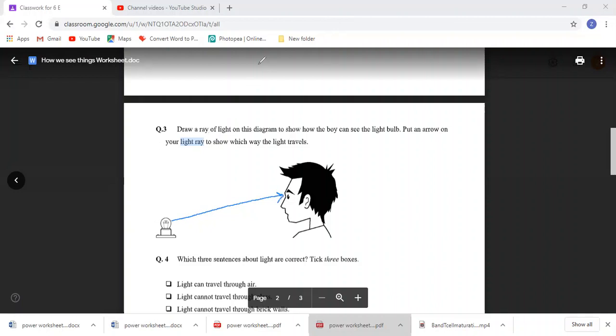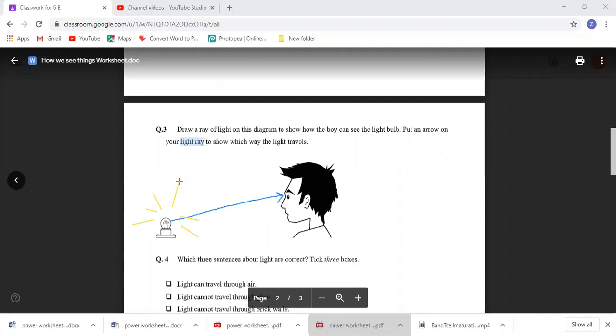But this is only, of course, when the light, when the bulb is turned on, right? So the light which is being produced travels in a straight line and reaches the human eye, right?